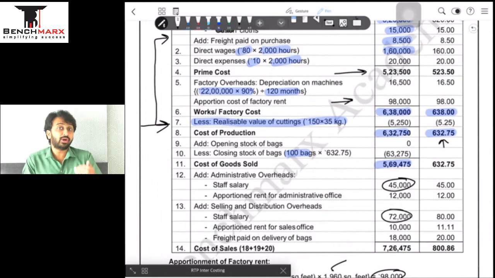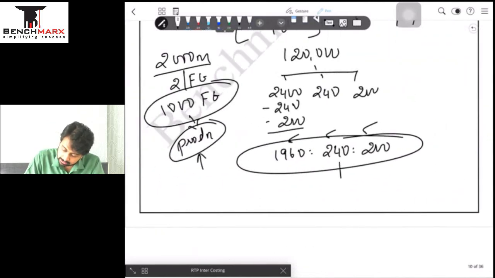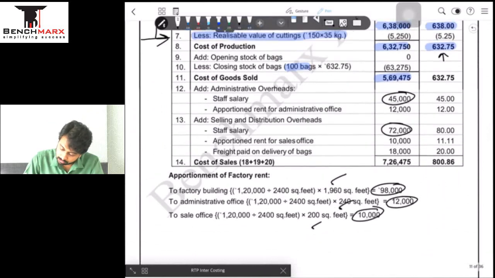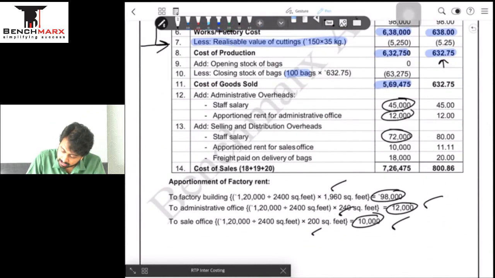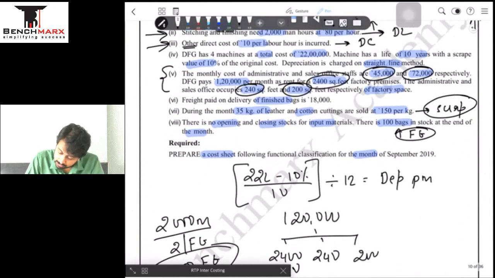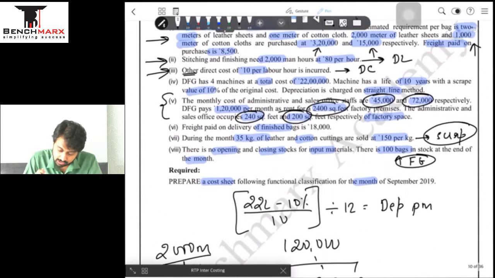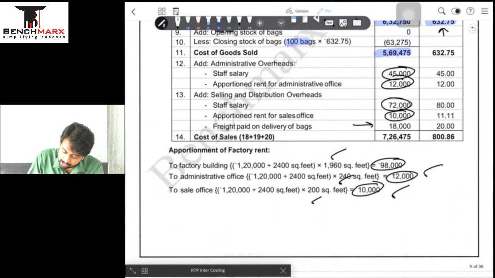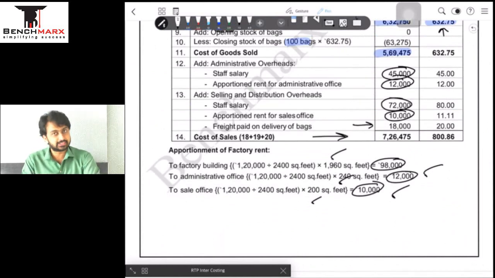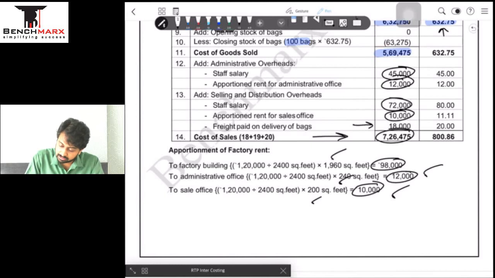Apart from this, I also have to add the apportioned percentage of rent in admin and in S&D, which comes from the working note of this content and this content. Which would have been done here, 12,000 and 10,000. So 12,000 and 10,000. And after doing all these things, the only cost left is the cost of freight. Where did it go? I had read freight somewhere. Where did freight go? Yes, this 18,000. This 18,000 will be added here, and then I will get the total cost of sales. When I get total cost of sales, I will divide by the sales quantity, and I will get the cost per unit.